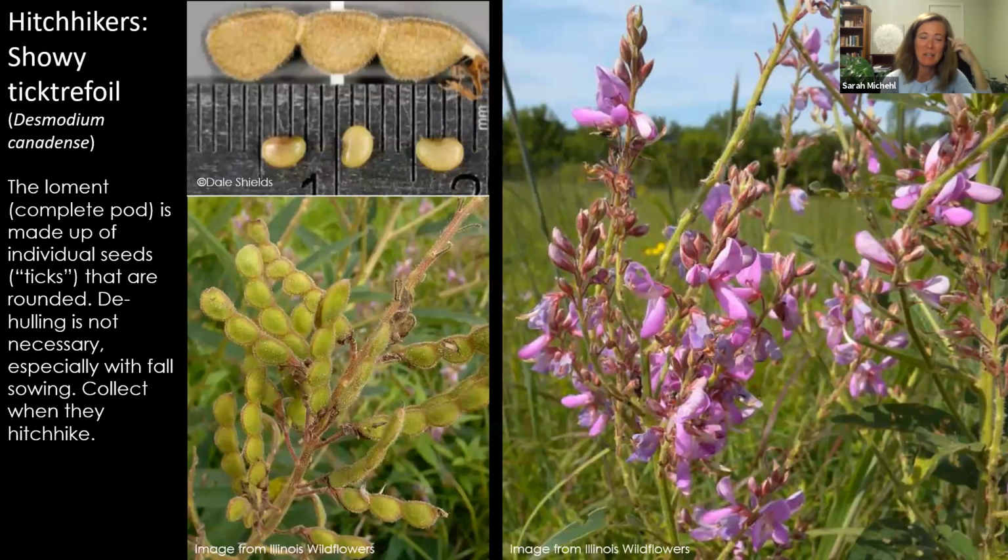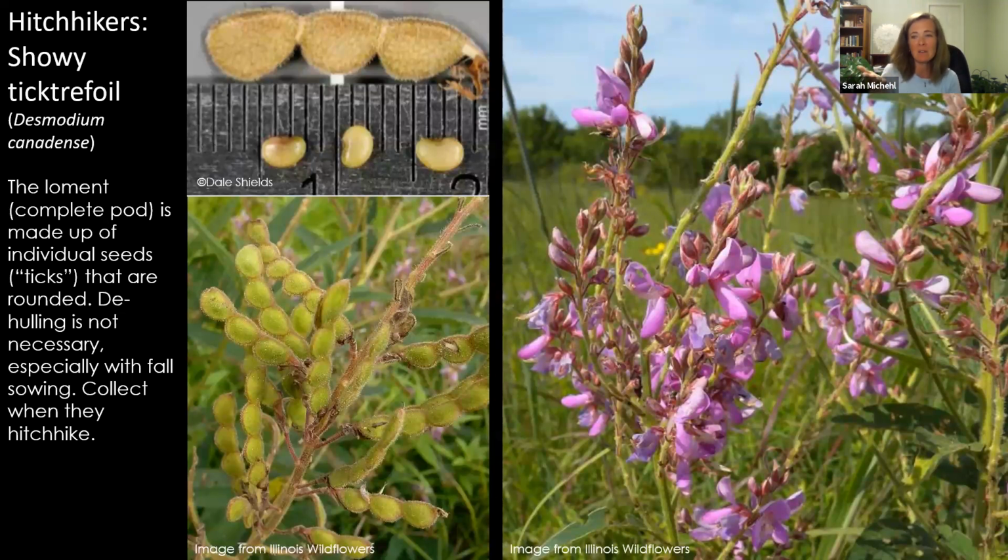It makes sense. So with these, each little seed is located in those little pod structures there. They're called, what are they called? Loments or something? Yeah, a loment. If you look in the picture up in the upper left there, each little section has one little seed inside of it.